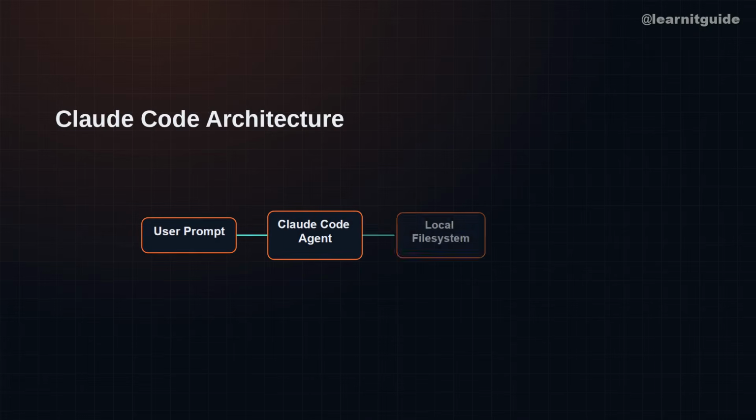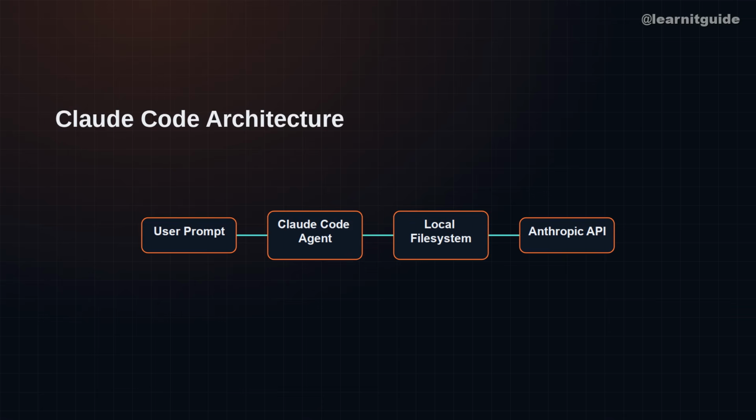The architecture is quite elegant. When you send a prompt, the agent first scans your project structure to build a context map. It then makes calls to the Anthropic API to decide which files to read, edit, or what shell commands to run. It performs these actions locally, meaning your code never leaves your machine unless you explicitly allow it to be sent for analysis. It is a closed loop of observation, thought, and action, happening entirely within your terminal.